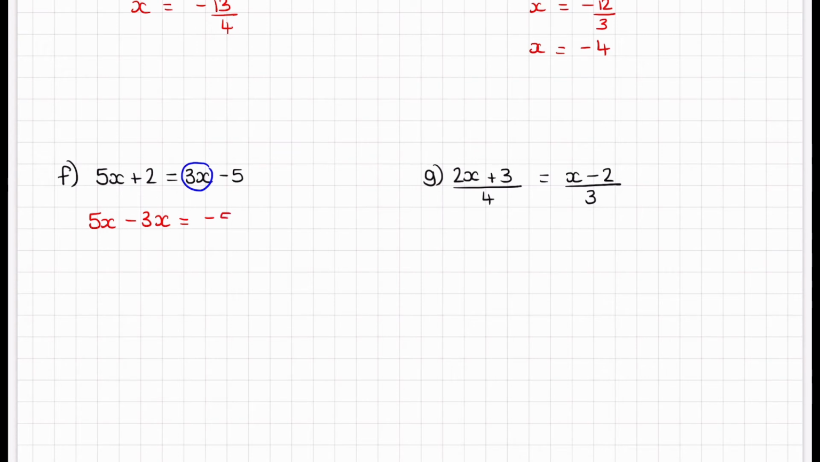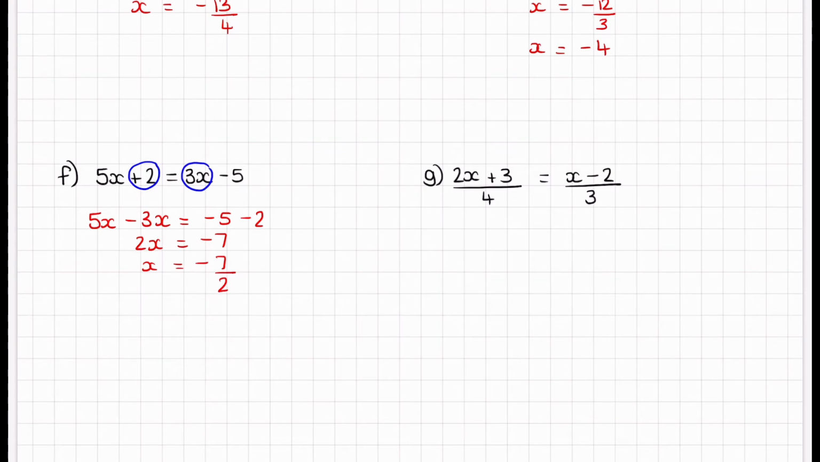Then we've got minus 5 and we've got plus 2 now on that side, which means I need to minus 2. 5x minus 3x is 2x, minus 5 minus 2 is minus 7, and then we just divide by 2. So it's -7/2 or -3.5.